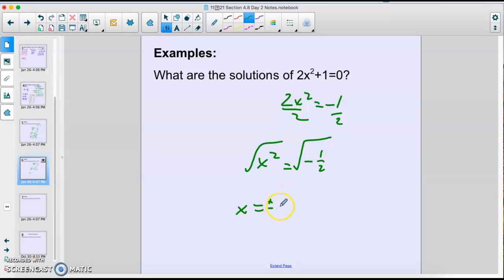And once you get the hang of this, you realize all I'm doing is pulling out an i, and so we're going to have the square root of negative 1 times the square root of 1/2. And so this turns into i, and so you get i times the square root of 1/2.